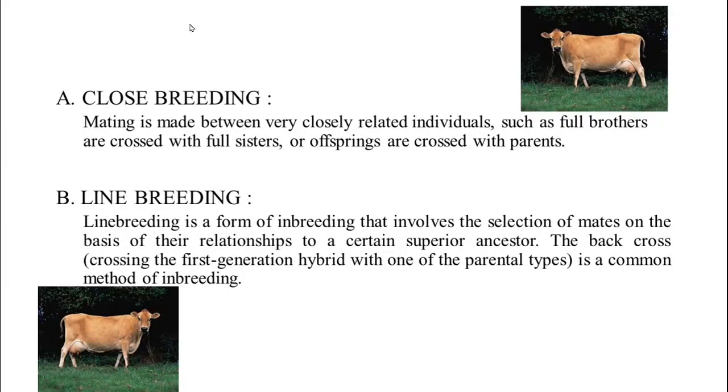Coming to line breeding. Line breeding happens between the selected mates based on the relationship to a certain superior ancestor.